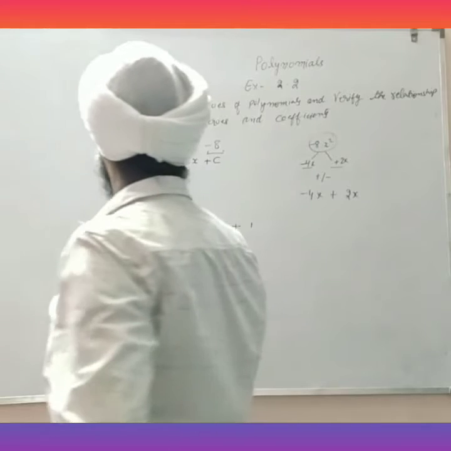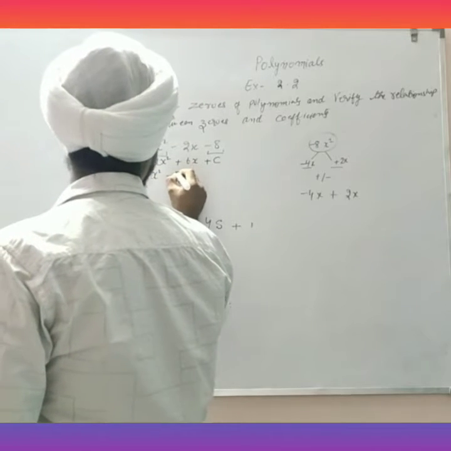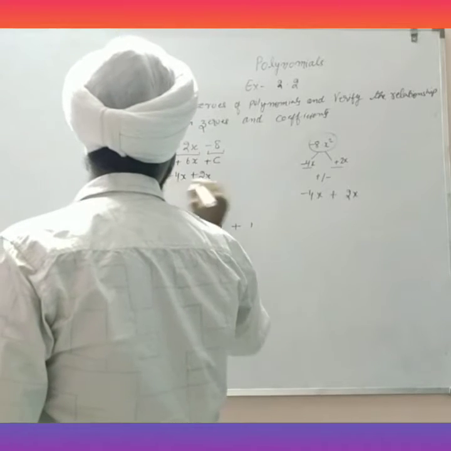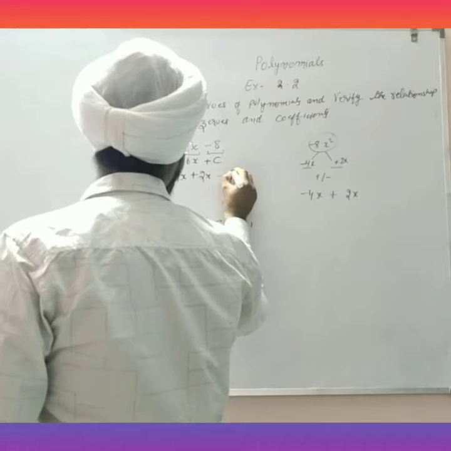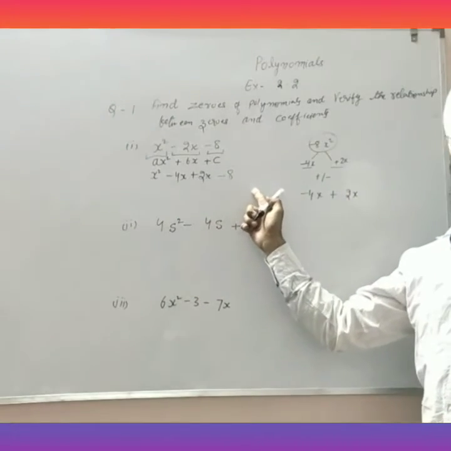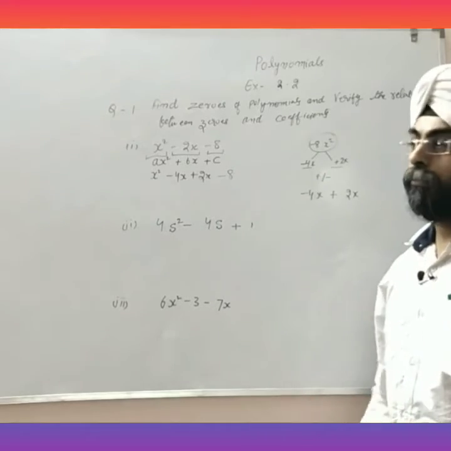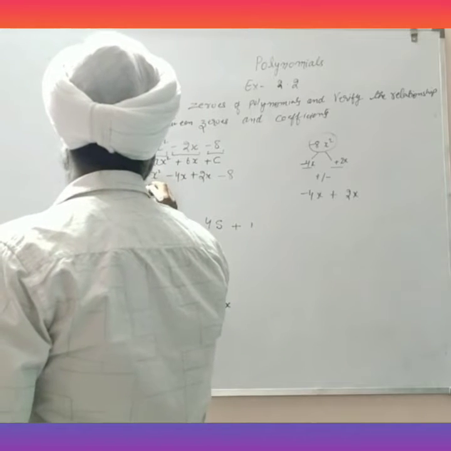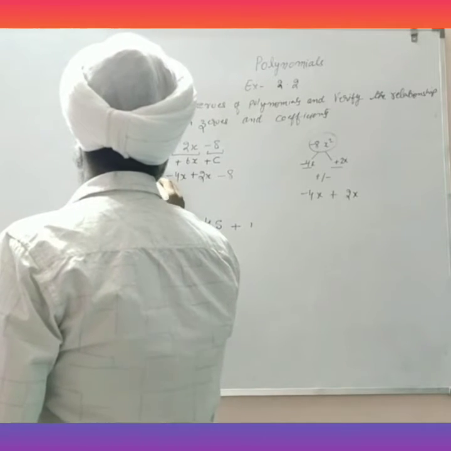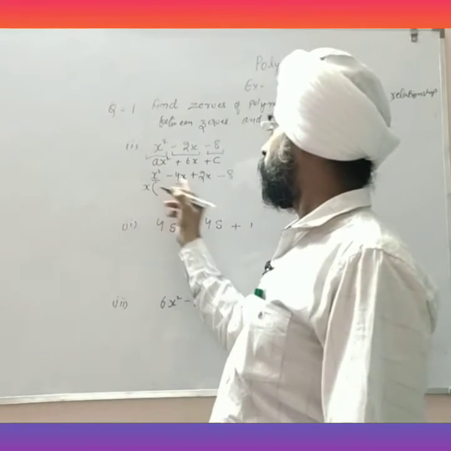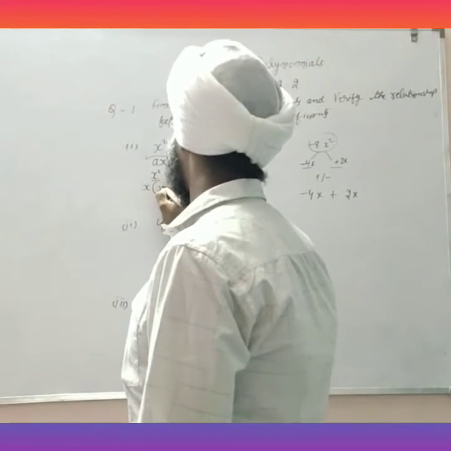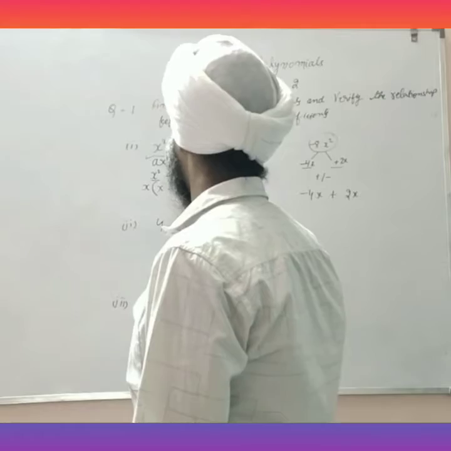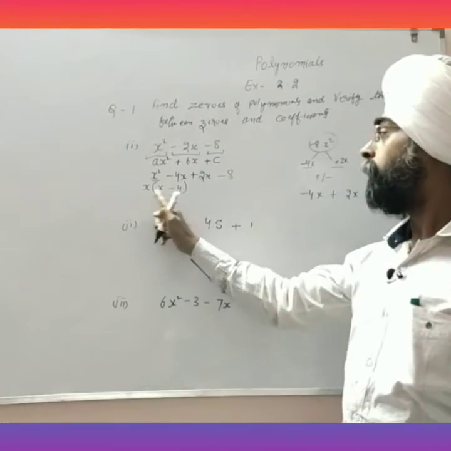Now I can write here x square minus 4x plus 2x, as the splitting of the middle term, and minus 8 as it is. This is the second step of finding the zeros of this polynomial equation. Now I have to take x as common from the first two terms. x is taken common out of the bracket, and x minus 4 remains inside the bracket.